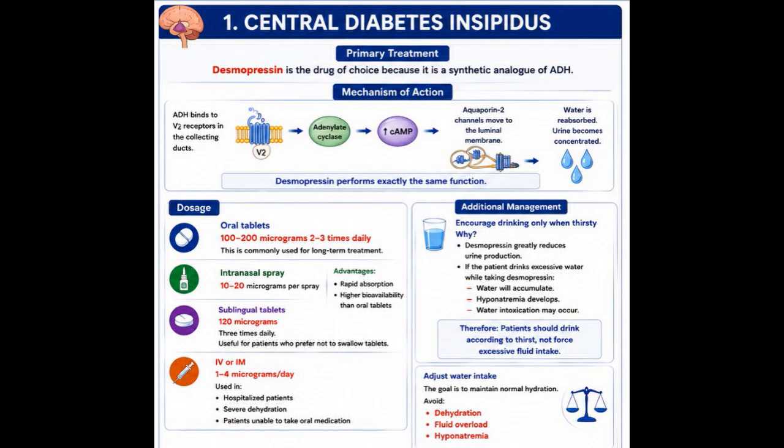If the patient drinks excessive water while taking desmopressin, water will accumulate. Hyponatremia develops, and water intoxication may occur. Therefore, patients should drink according to thirst, not force excessive fluid intake. Adjust water intake. The goal is to maintain normal hydration. Avoid dehydration, fluid overload, and hyponatremia.